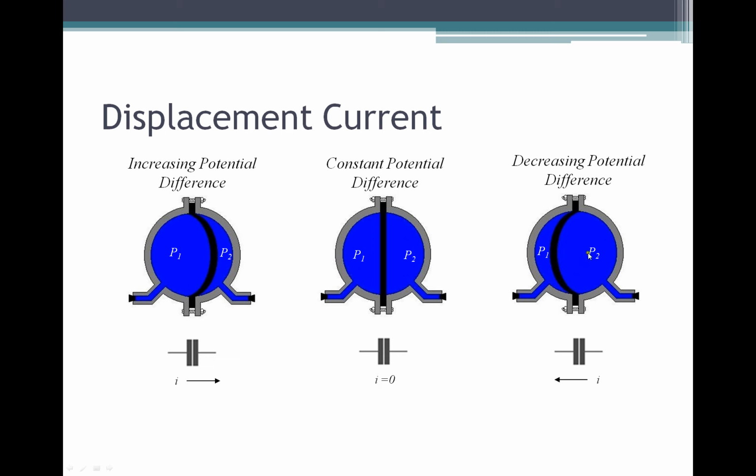And finally, if we decrease the potential difference, that is, there's a greater potential on the P2 side of this tank relative to P1, as we increase P2, or we increase the voltage on this side of the capacitor relative to the left side of the capacitor, there appears to be a displacement current moving through the capacitor from the right to the left. Okay, so even though current doesn't move through the capacitive element, it behaves as though it does when the pressure or the voltage across the capacitive element is changing.